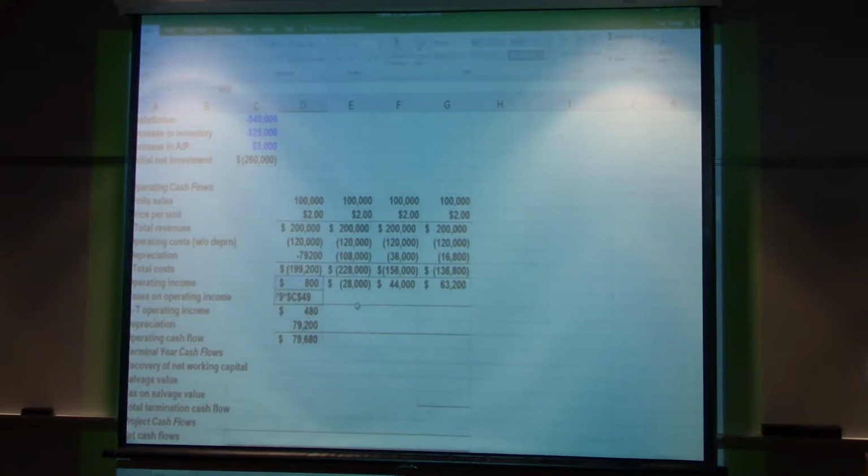Taxes. I think that's not right. Yeah, that's not right. Or is it right? Yeah. Wait. Oh no, because it should be negative. Yeah. Negative, and then you'll add them. So yeah, there you go.